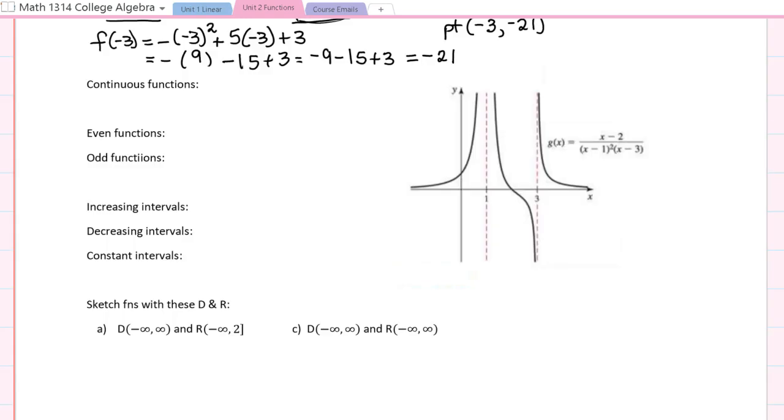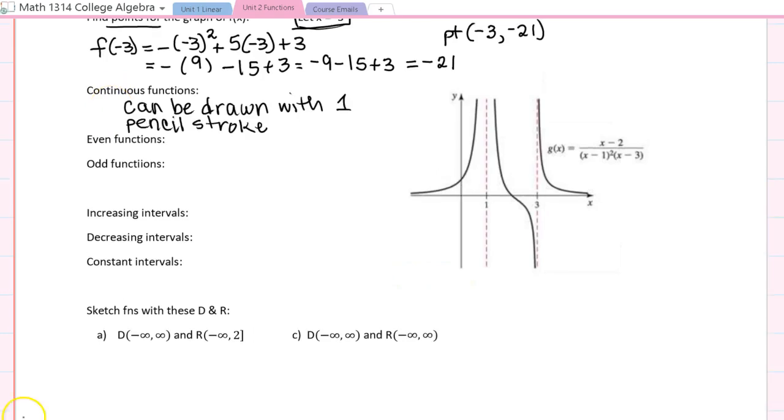In order to decide if a function is continuous or not, what we need to decide on is what's the definition of continuous. An easiest definition that we can come up with right now is that it can be drawn in one pencil stroke. The function that we have graphed over here to the right, we can see that this is not a continuous function.